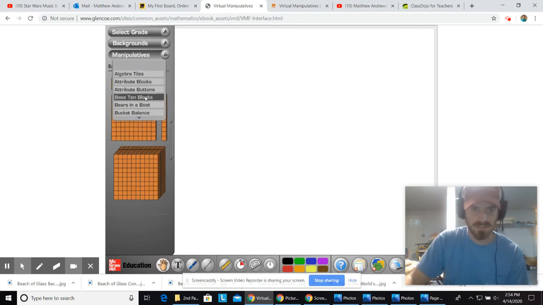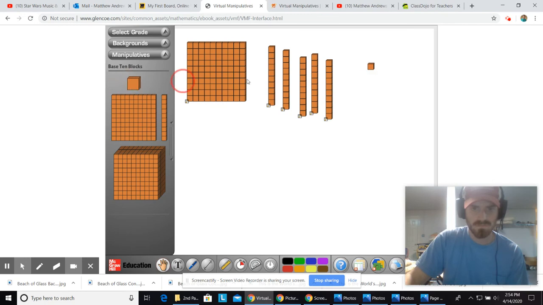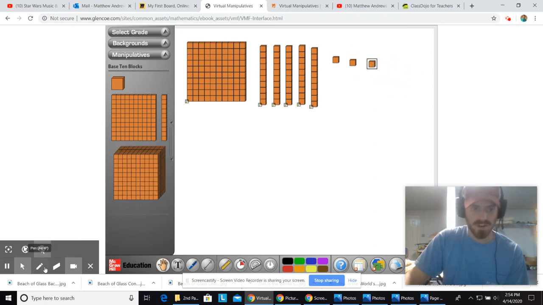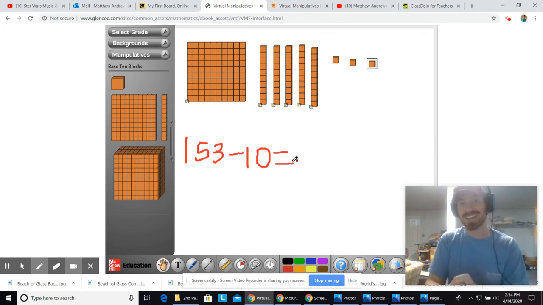So let me make 153. Okay, so here's my 100, my 5 tens, and my 3 ones that make 153. The problem was asking what is 153 minus 10? So in the last one, when I was adding a 10, it was 192 plus 10. This is minus 10, so I'm actually taking a 10 out.